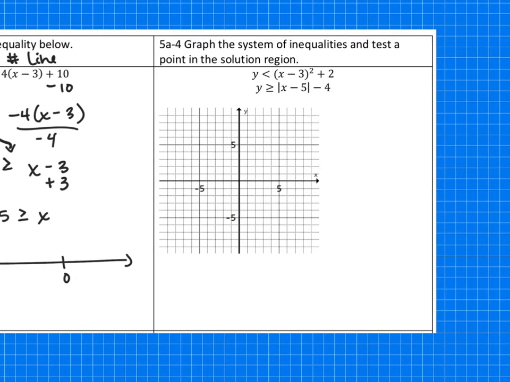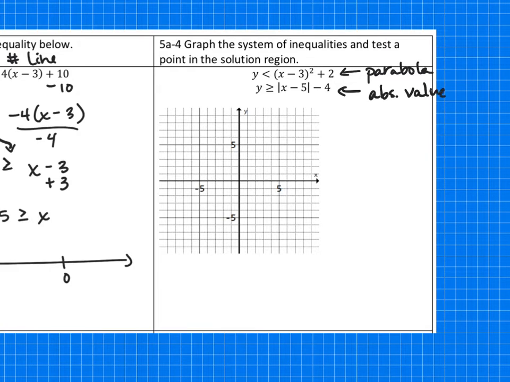Over to a system of inequalities. Again, you may want, if you don't have them memorized, your parent graphs on your sheet of notes somewhere. That one's a parabola. And that one is an absolute value.